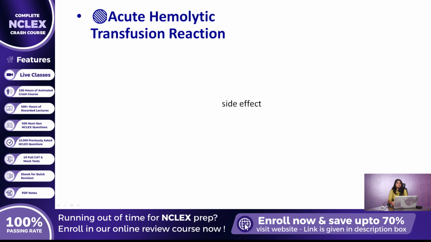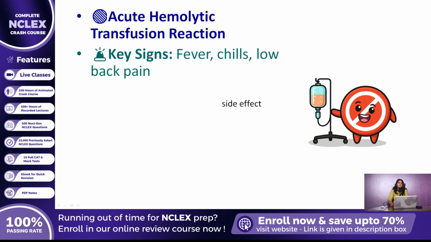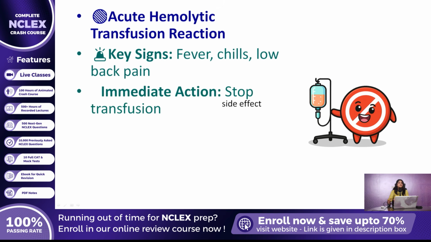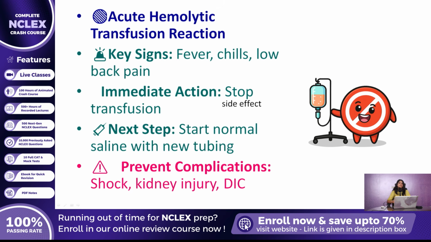These symptoms, fever, chills, and low back pain, strongly indicate an acute hemolytic transfusion reaction, which is a medical emergency. The first and most critical action is to stop the transfusion immediately to prevent further destruction of red blood cells. The nurse should then begin a normal saline infusion with new tubing to maintain intravenous access and support renal perfusion. Prompt intervention helps prevent complications such as acute kidney injury, shock, and disseminated intravascular coagulation.